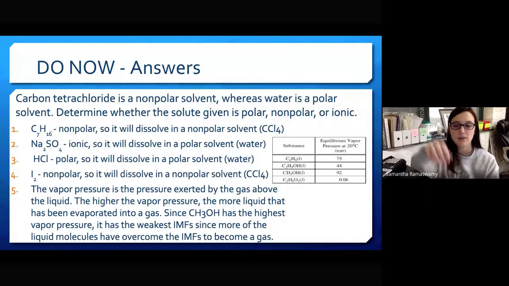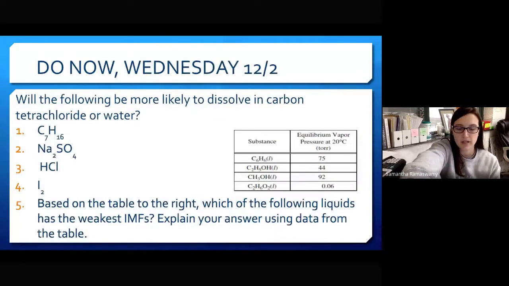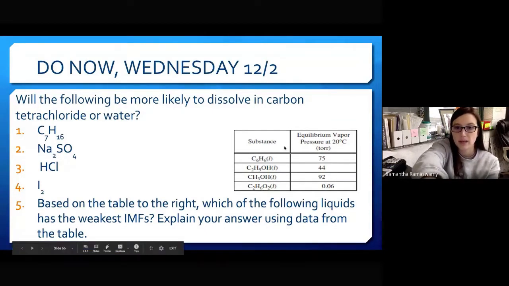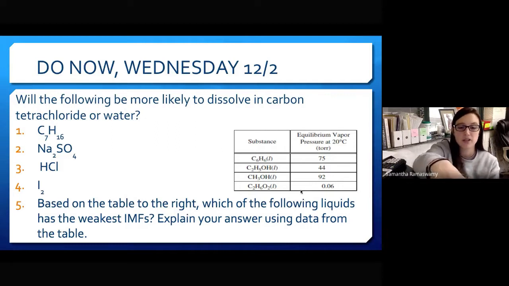Like I said, number 5, I'm going to go back to the slide that has the question. Based on the table to the right, so this table up here, which of the following liquids has the weakest IMFs? Explain your answer using data from the table. This is actually a question on the Chapter 11 quiz, and I know Chapter 11 seems like it was forever ago, but remember that Chapter 11 is still part of this unit. Unit 4 is Chapters 11, 12, and 13, which is why I'm trying to go back and review Chapter 11 as we go, which it helps that it's intermolecular forces.